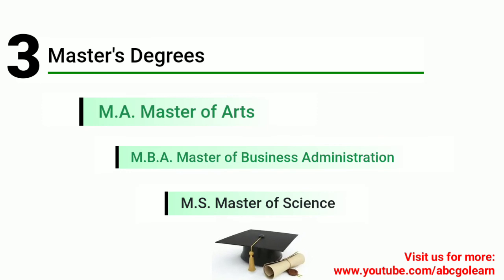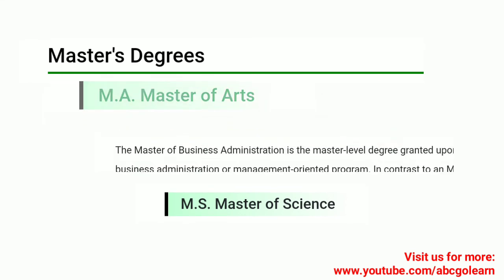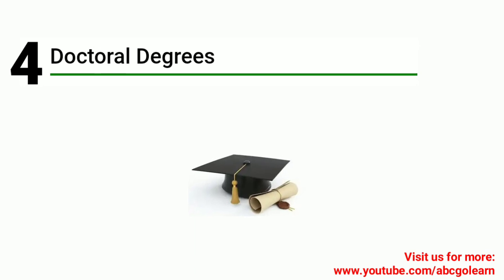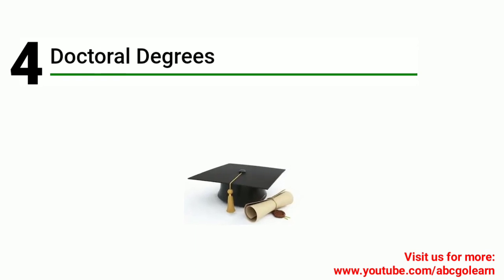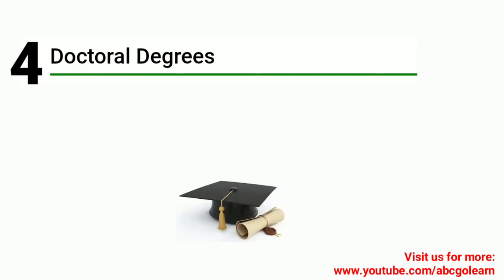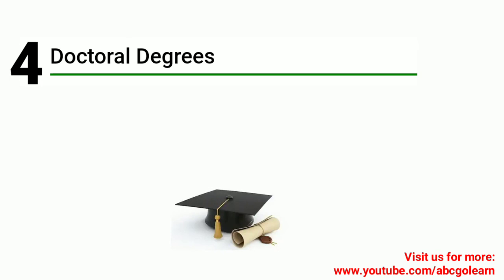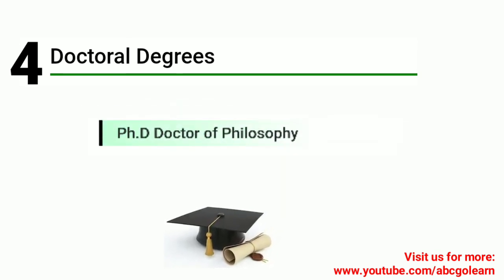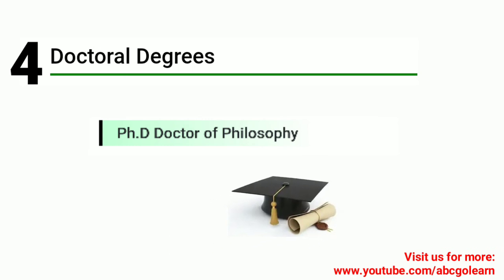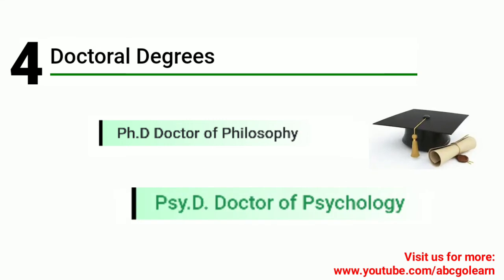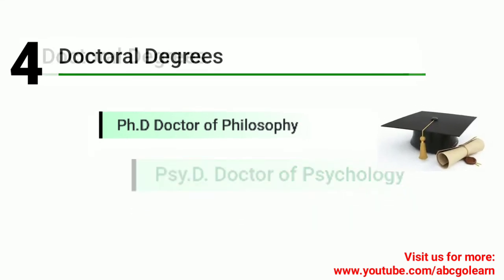Now, after you are done with this master's degree, you can choose to further your education by going for a doctoral degree. This doctoral degree is the highest level of academic degree awarded by universities. It takes around 3 to 8 years or even more than that. There are different types of these doctoral degrees, but the most common one is the PhD. That's Doctor of Philosophy. But we still have what we call PsyD. That's Doctor of Psychology.